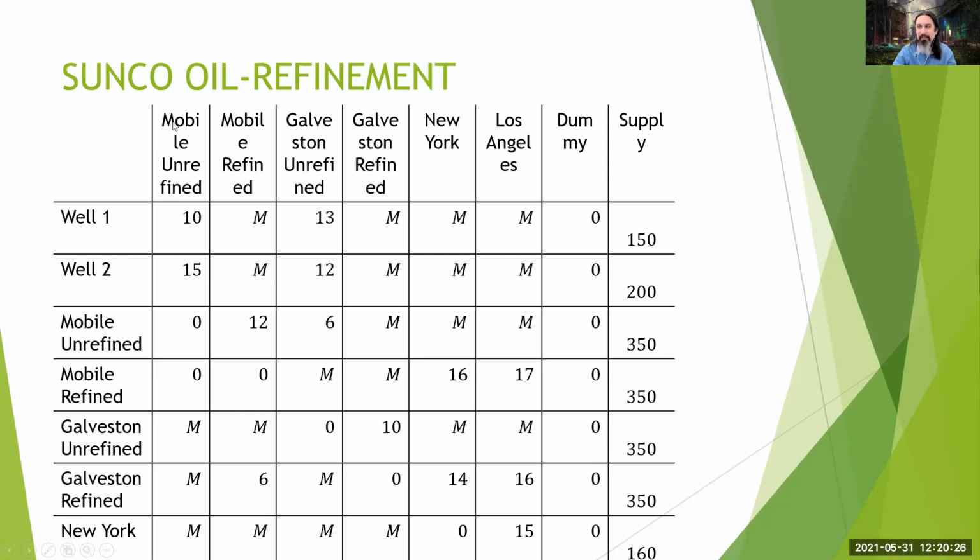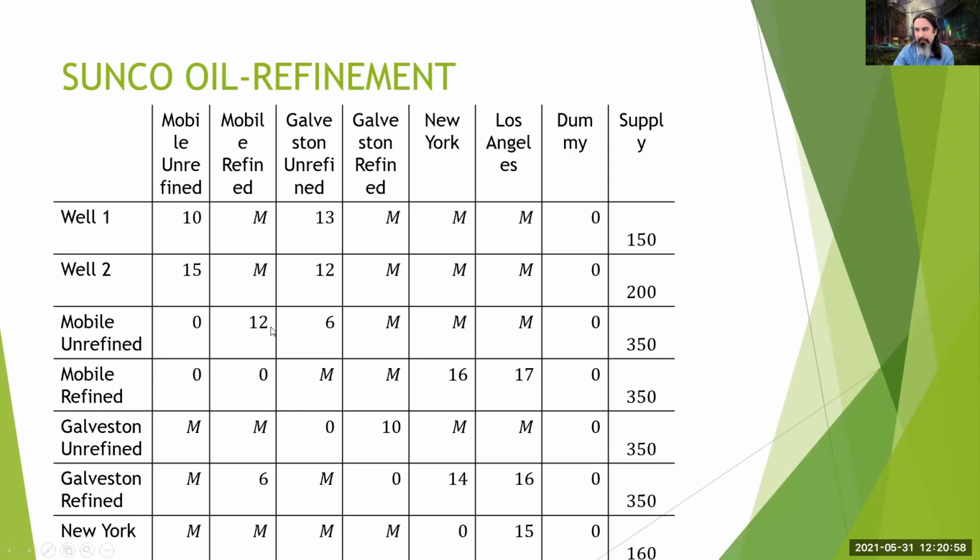So from well 1, I can only send to Mobile or Galveston, and they will be unrefined parts. I have to make sure that we get unrefined stuff for them. Why? Because after I send, for example, oil to Mobile, from unrefined Mobile, I can send it to refinery so that it becomes refined oil, or I can send it to Galveston unrefined as well, so that it becomes refined in Galveston. Now, this is important because the operation itself is costly as well.